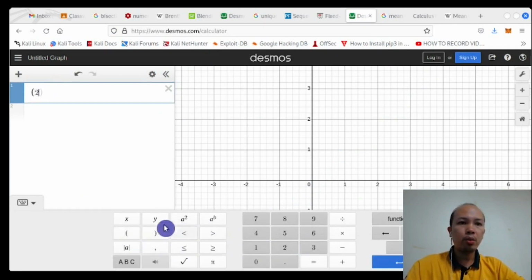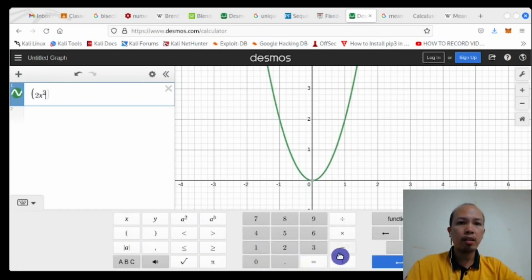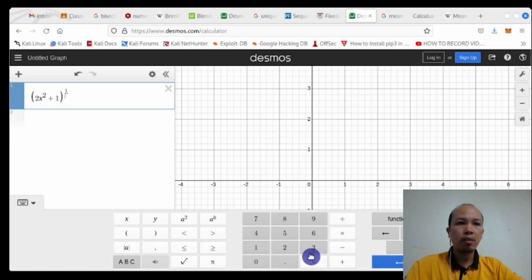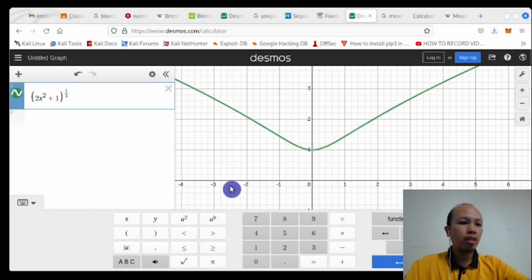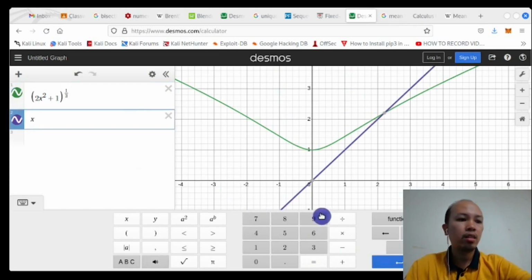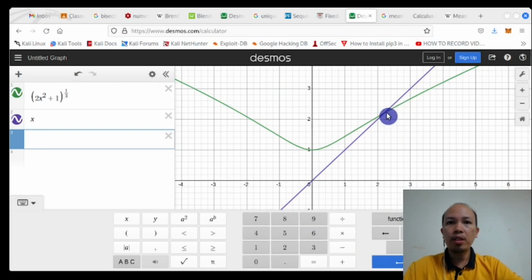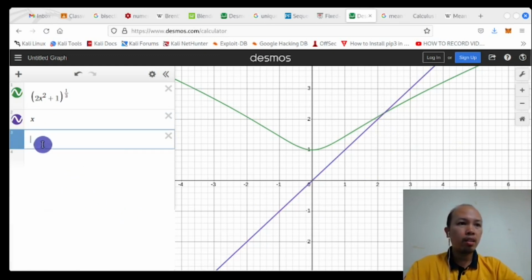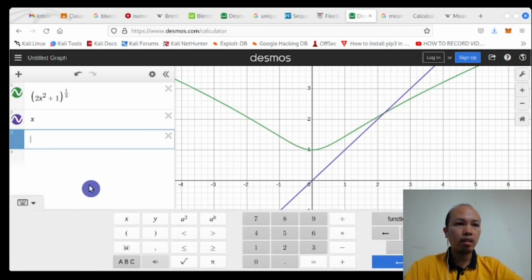2x squared plus 1, close, and then raised to the power of 1/3, 1 divided by 3. Okay, so that's our function, and the line, so this is our fixed point. Okay, that one here. That's our fixed point. But let's also plot the endpoints.